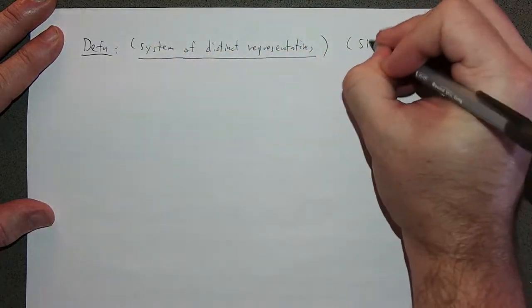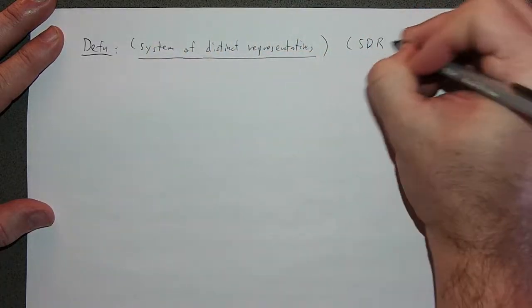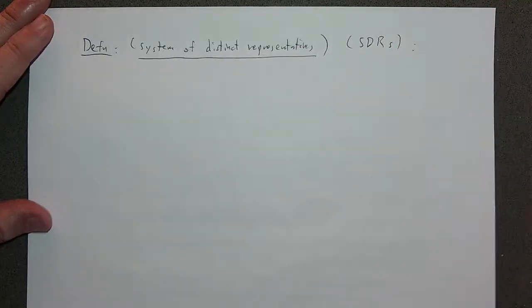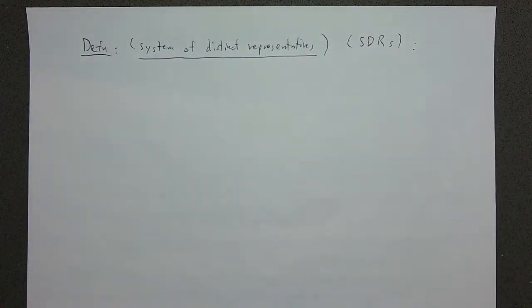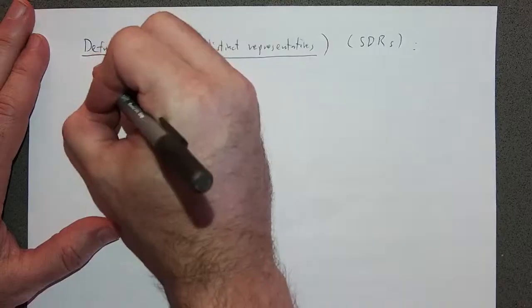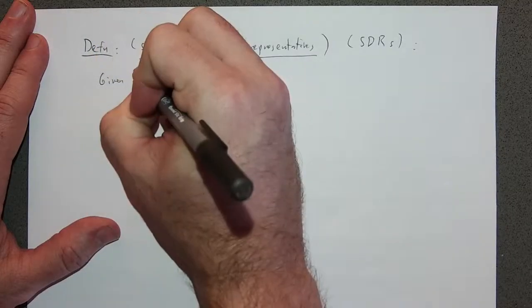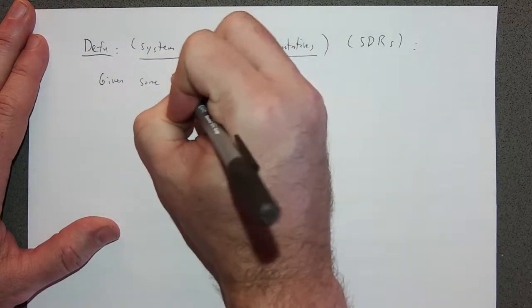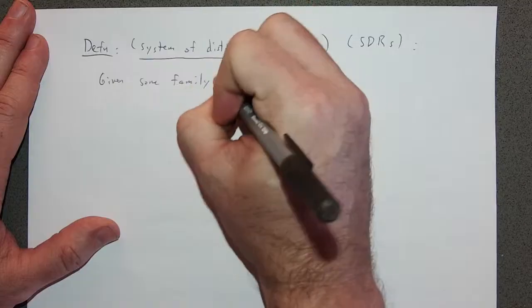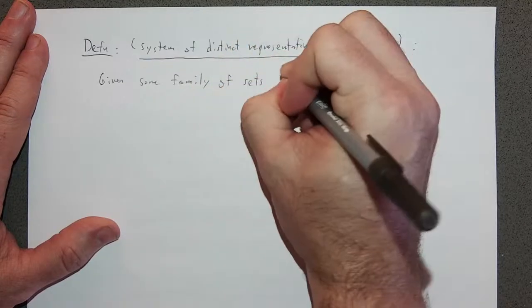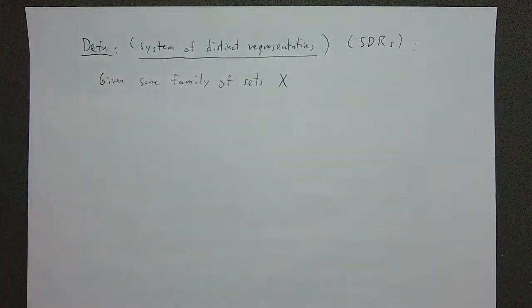This is the notion of an SDR for short. So what is this? Given some family of sets X. You might object that I'm using the word family here.